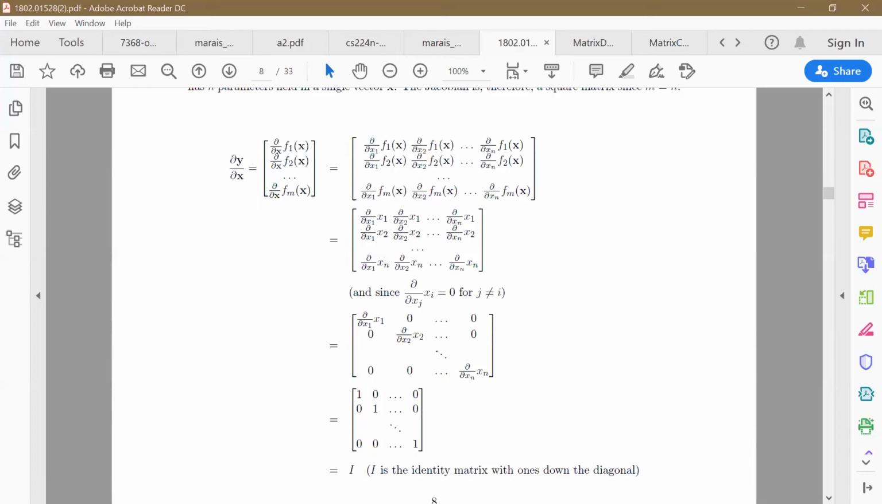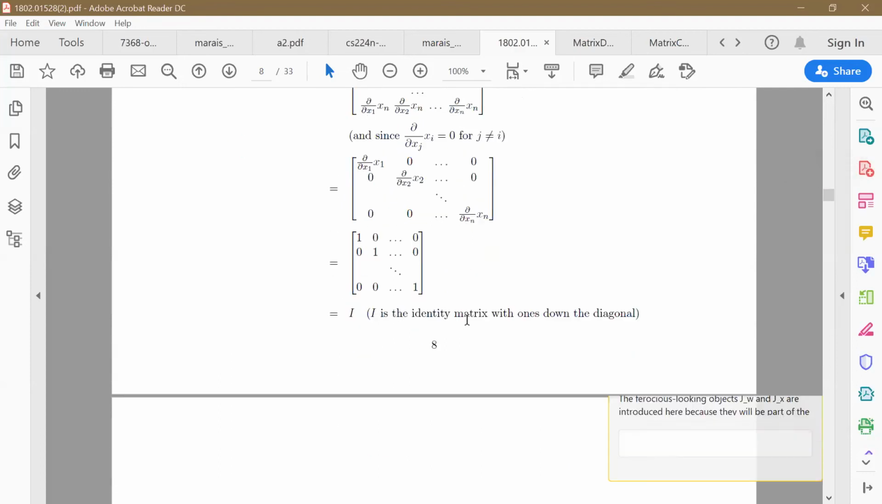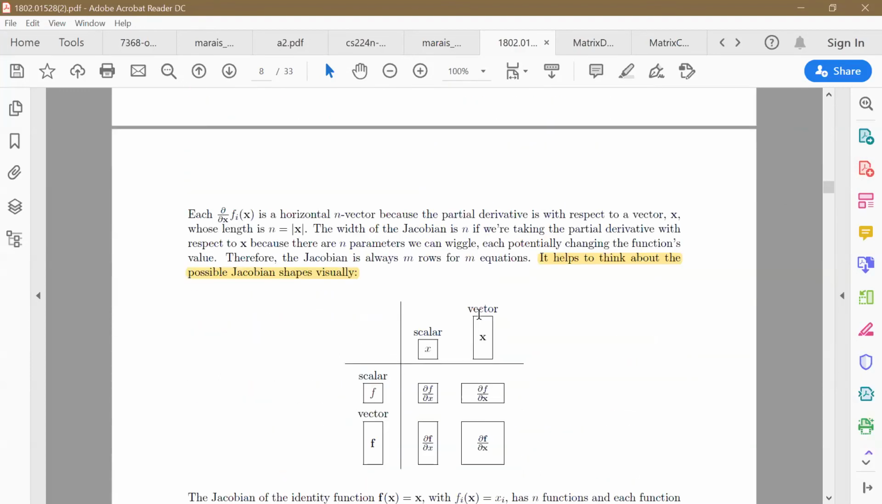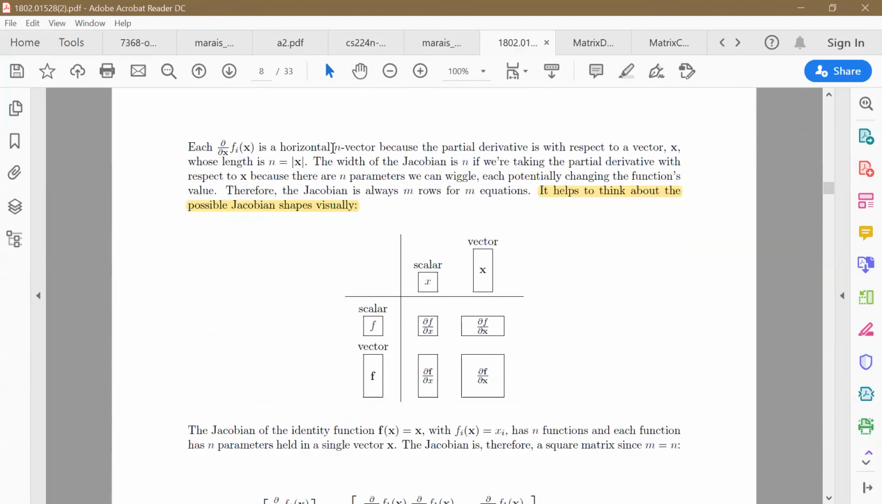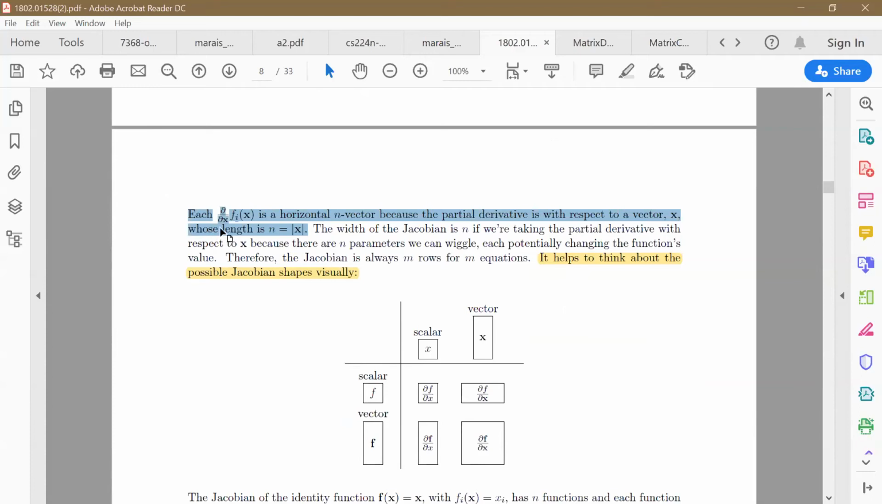I have a question on page 8, first paragraph. Why is the horizontal n vector, the length of the vector n, equal to the n parameters as well? Okay, that's the definition of the gradient, right? We talked about the derivative of a scalar function with respect to a vector. That's what we're doing here.